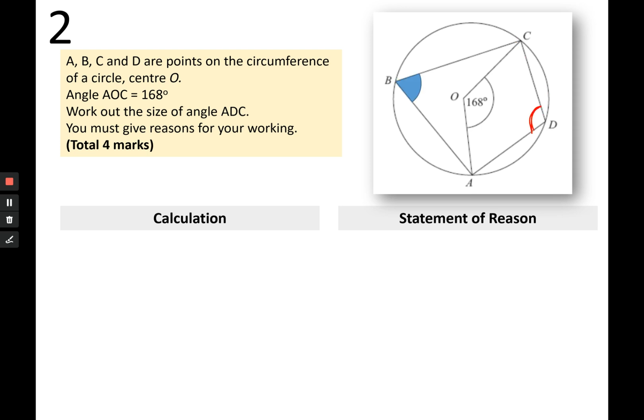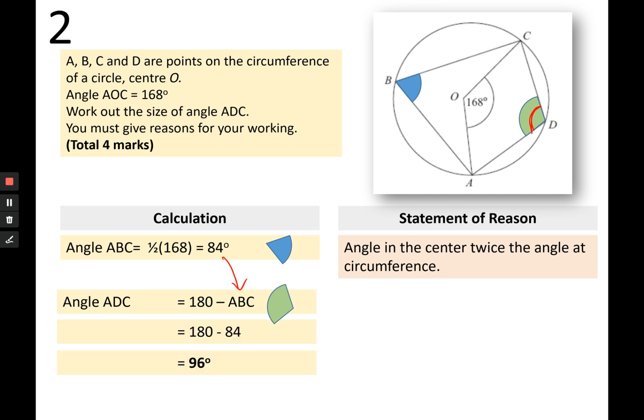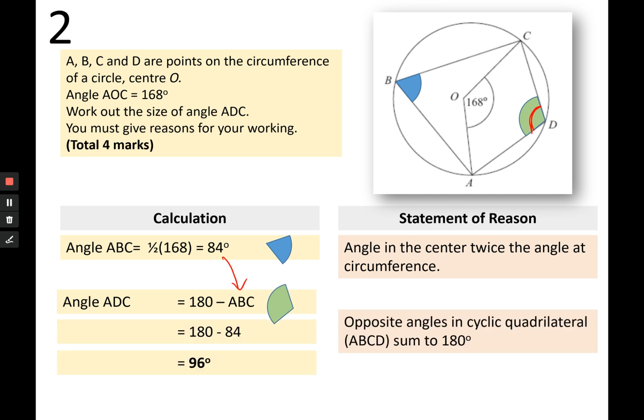So we can say that angle ABC is 84 because angle at the center is twice the angle at the circumference. Then we can say that ADC is 180 minus 84. So that's the 84 degree angle here. That's because opposite angles in a cyclic quadrilateral add to 180. Again, 1, 2, 3, 4. However, if you just did this, you might only get 1 mark. So mark yourself with this.